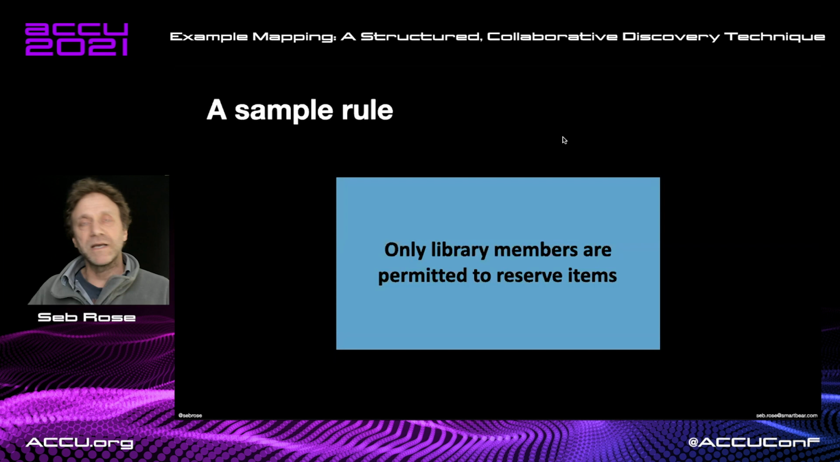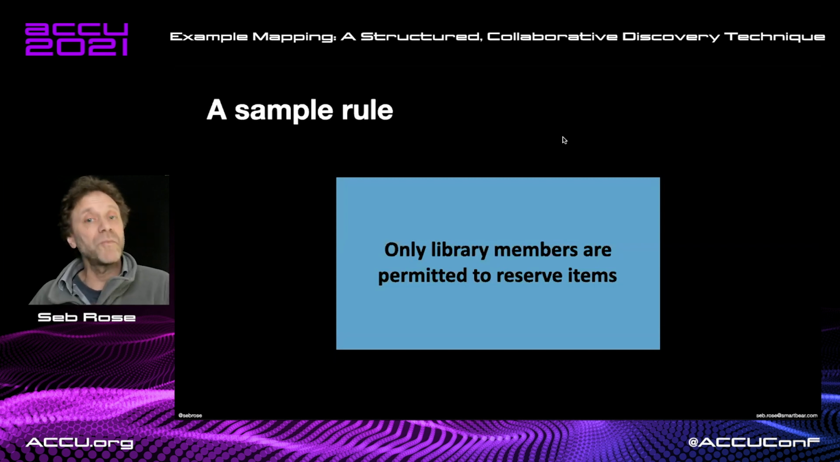Libraries, in my experience, are public resources. I'm thinking here about public libraries where typically you can go in and, as a member with a membership card for that library, borrow a book, take it away, read it, and return it within a time period. And this rule says that only library members are permitted to reserve items. You have probably experienced going into a library, especially an academic library, looking for a book only to find out that somebody else has taken it out. So this rule says that library members can reserve items.